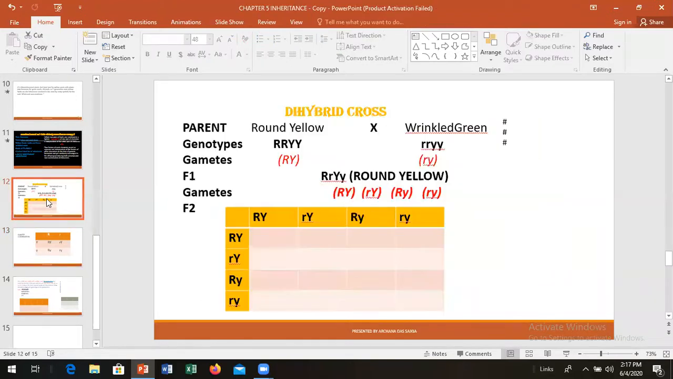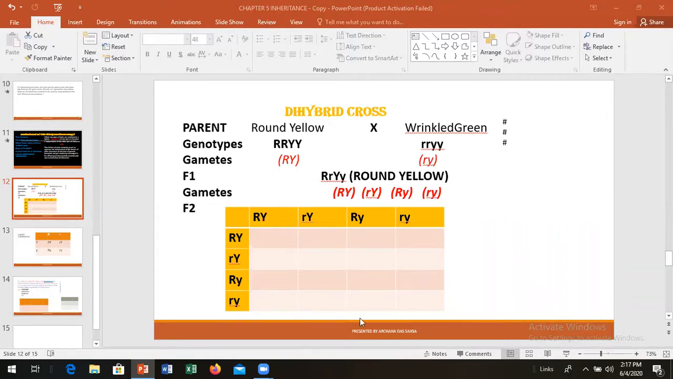Now, coming back to the cross. So these are the gametes that we already got. Now, what we do for F2, we will take out the second filial generation now. So what is done here? We will write the gametes.